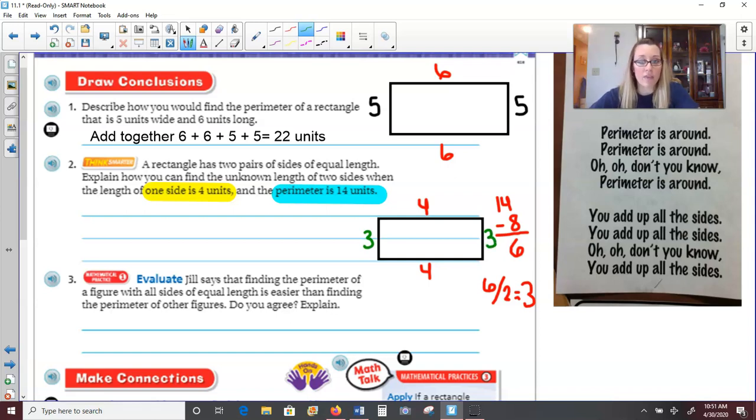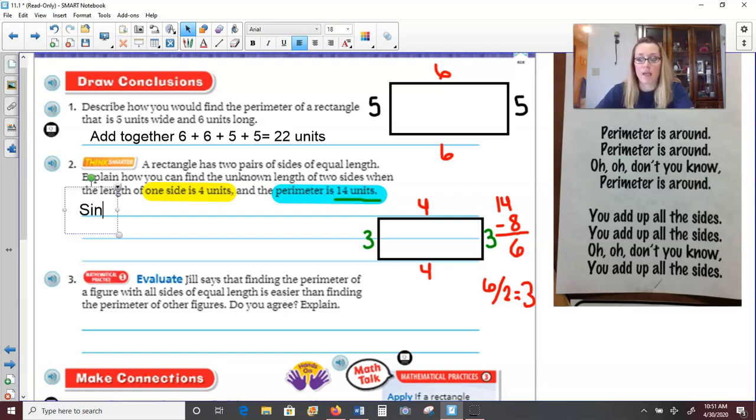And to check this, I would add 4 plus 4 and 3 plus 3, and it should equal the total perimeter of 14. So let's do 4 plus 3 is 7, and then the other 4 plus 3 is 7. 7 plus 7 is 14. So this worked out, okay? So we do need to explain that over here, okay?